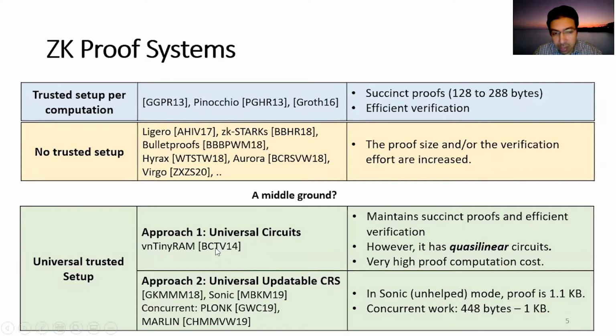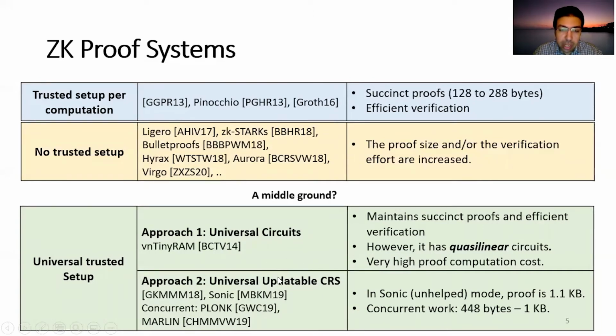There are two approaches in this area. One is based on universal circuits. The most notable work in this area is vnTinyRAM, which maintains succinct proofs and efficient verification, but it has very high proof computation costs, and the universal circuit has a quasi-linear size with respect to the number of operations.